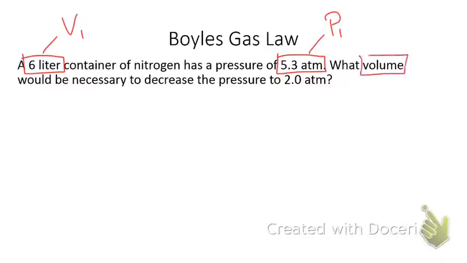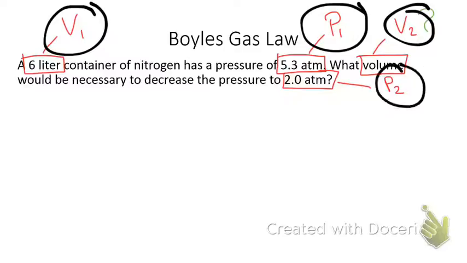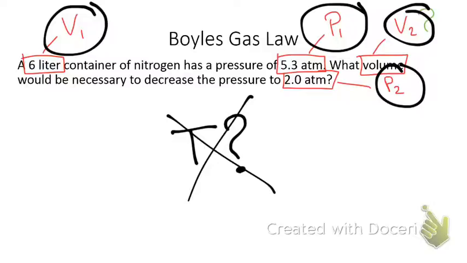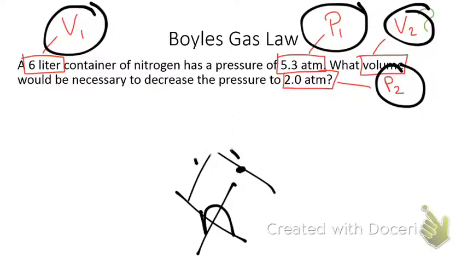What volume, we are looking for volume 2, that's going to be my unknown, so I'm going to use a green question mark by it, would be necessary to decrease the pressure down to, here's my final pressure, pressure 2, down to 2 atmospheres of pressure. Okay, perfect. So I've labeled all my variables. As I look at my variables here, I only see pressure and volume. This question says nothing about temperature, so we can assume it's held constant. It also says nothing about moles, so I know I'm not going to be using the ideal gas law.